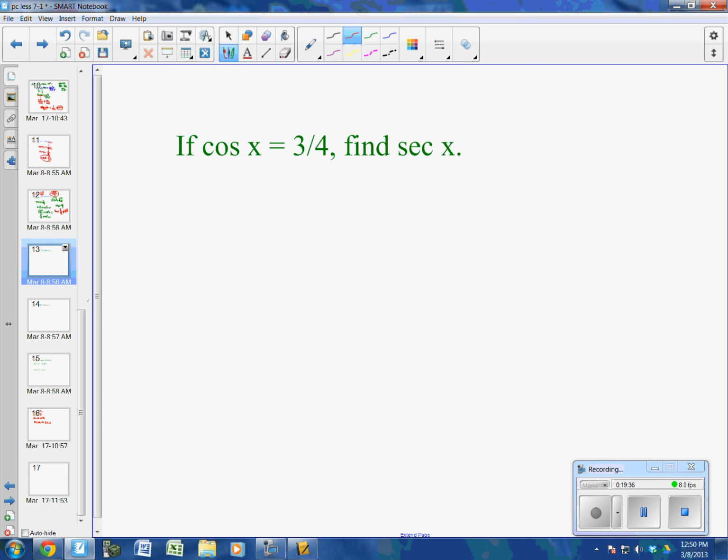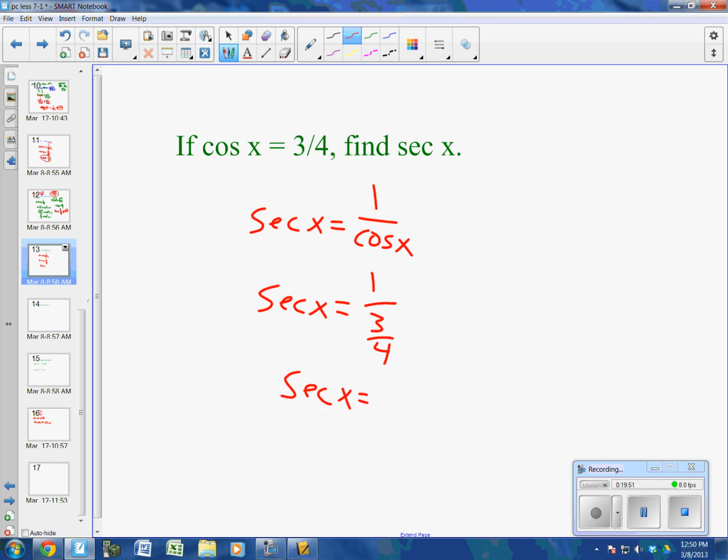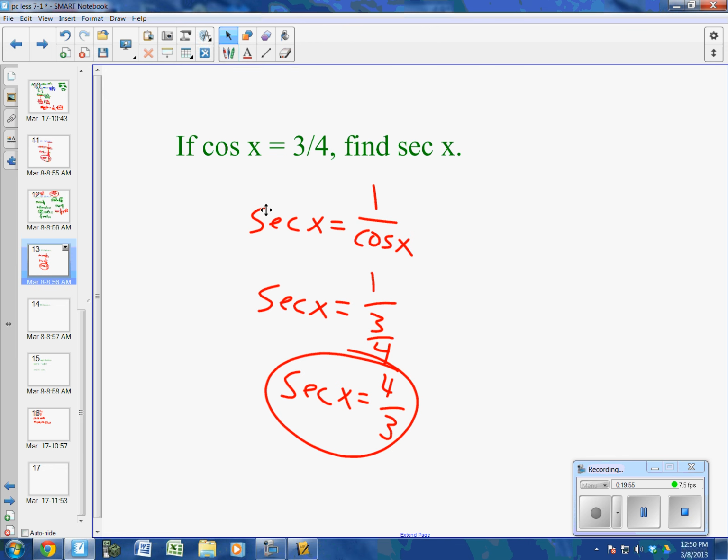They're reciprocal identities. Remember, the secant of x is equal to 1 over the cosine, right? So the secant of x is equal to 1 over 3/4, so the secant of x is equal to 4/3. But all you have to know is that secant and cosine are reciprocal functions, and so you just flip it over, 4/3.